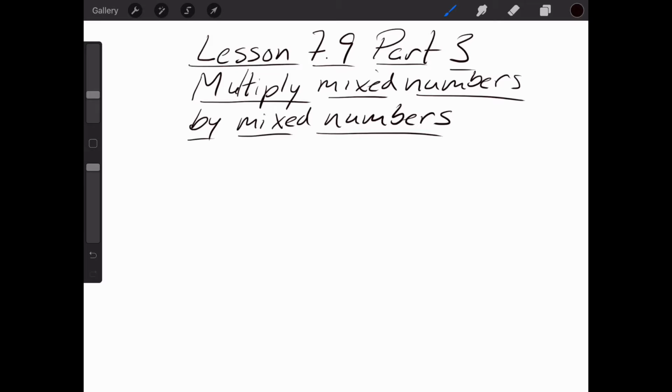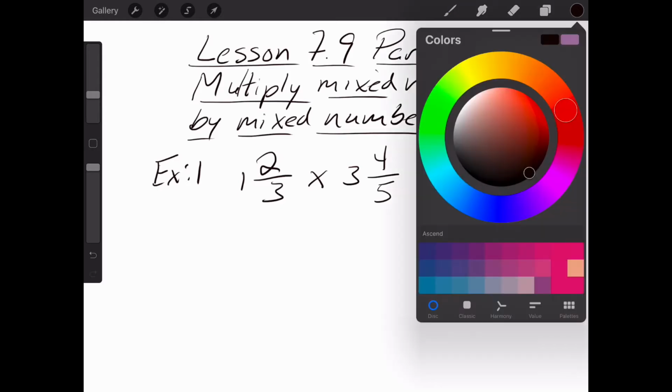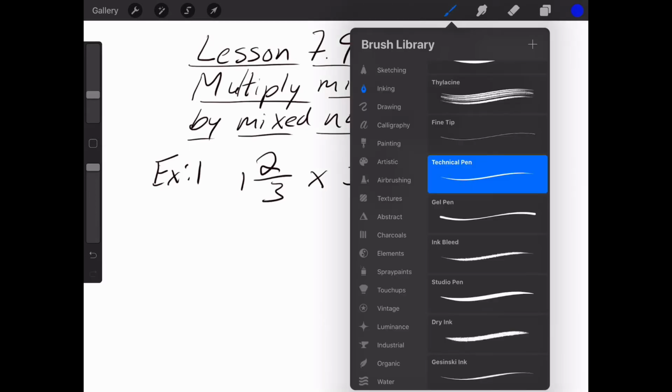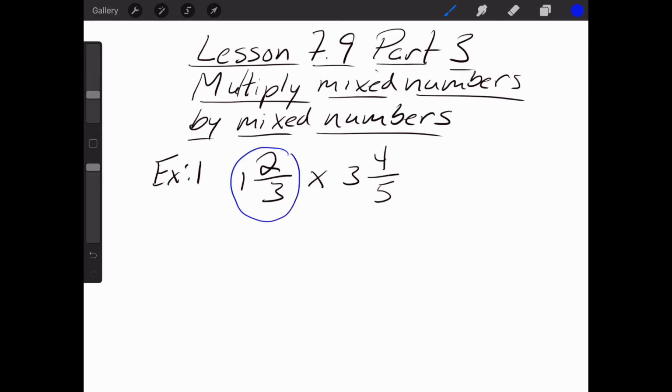So lesson 7.9, part 3, multiply mixed numbers by mixed numbers. First example: we have 1 2/3 times 3 4/5. Okay, so I know prior we've done fractions times mixed numbers, we've done whole numbers times mixed numbers, so we had to switch the mixed number into improper fractions, and that's what you're going to do. So you're going to take both of these mixed numbers and put them into improper fractions, okay.